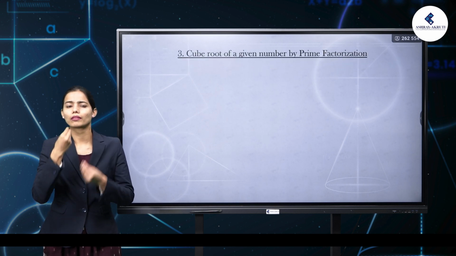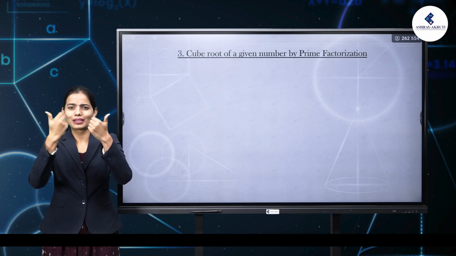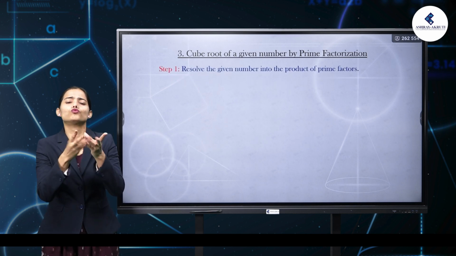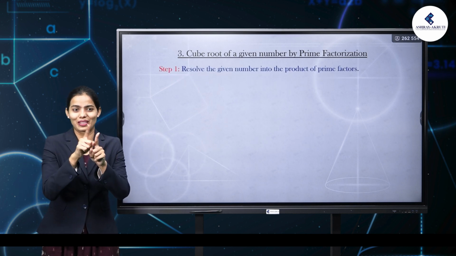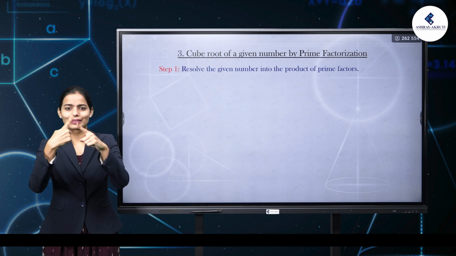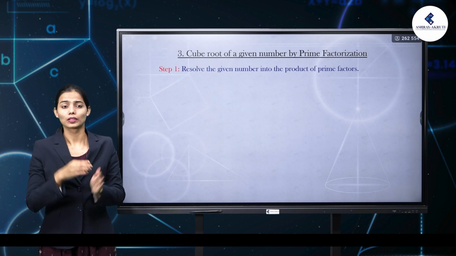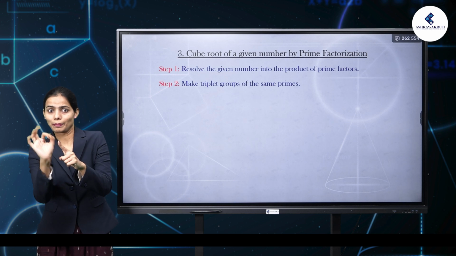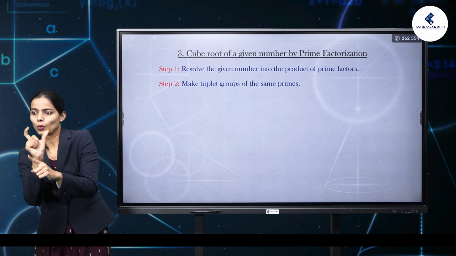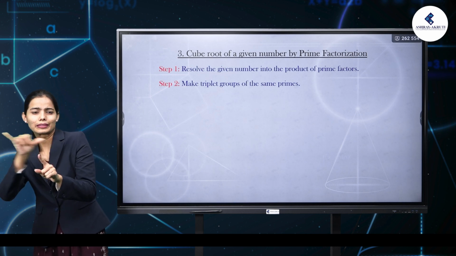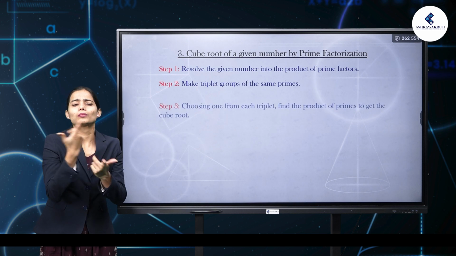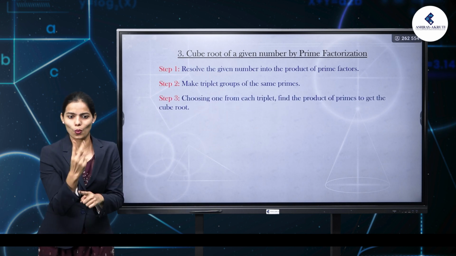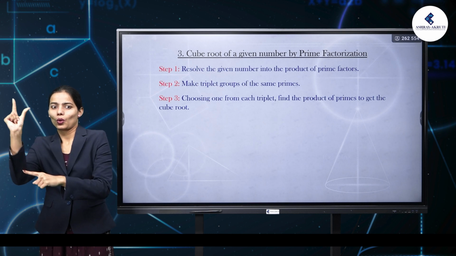Cube root of a given number by prime factorization. Step 1. Resolve the given number into the product of prime factors. Step 2. Make triplet groups of the same primes. Step 3. Choosing one from each triplet, find the product of primes to get the cube root.